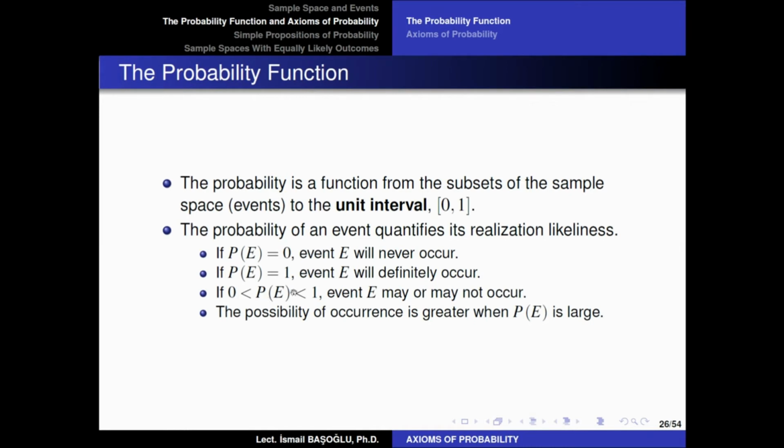If the probability of an event is between 0 and 1, the event E may or may not occur. So there's a chance that it may occur, but there's also a chance that it may not occur as well. And the possibility of an occurrence is going to be greater when the probability of an event is large. So if the probability of an event is much closer to 1 compared to 0, in that case, the chance of occurrence is going to be greater.